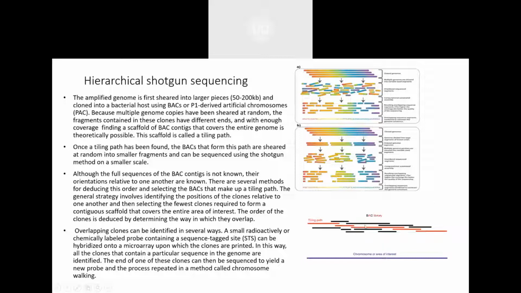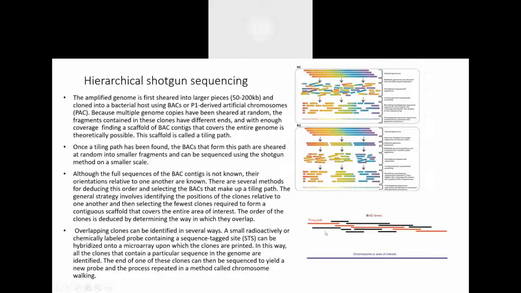So there are several methods for deducing this order and selecting the BACs or the BAC contigs that make up a tiling path. The general strategy involves identifying the position of the clones relative to each other and then selecting the fewest clones that are required to form a contiguous scaffold that covers my entire area of interest. Now this blue line is showing my area of interest. Now, the order of the clones is deduced by determining the way in which they overlap.